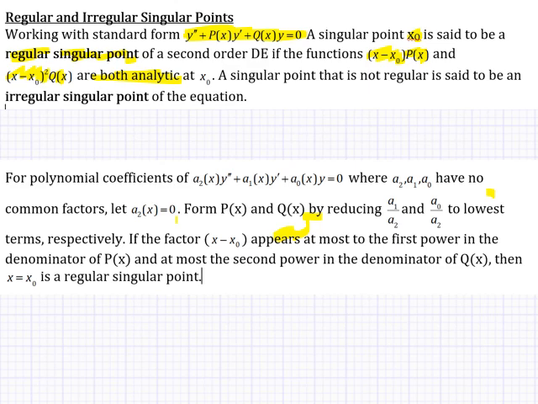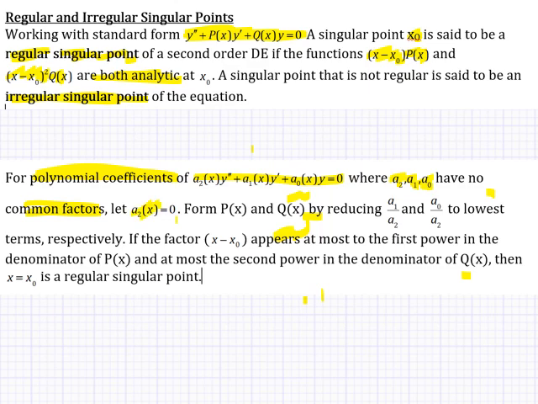Now if something's not a regular singular point, then we call it an irregular singular point. Remember, p of x and q of x are not going to just be some random functions, because we're specifically only going to look at polynomial coefficient differential equations. So a1, a2, a0 are going to be polynomials, and let's assume that they have no common factors.